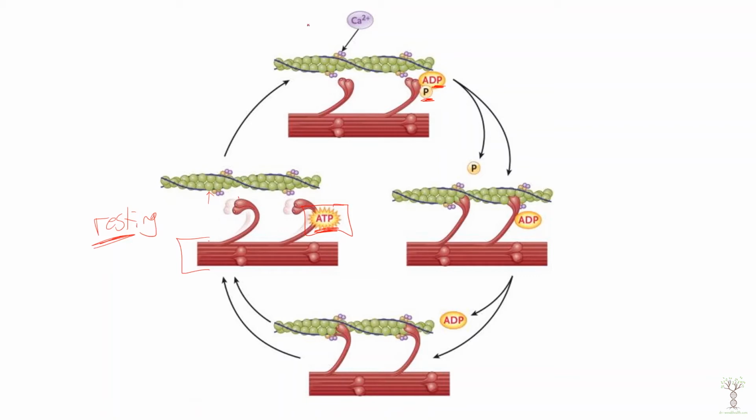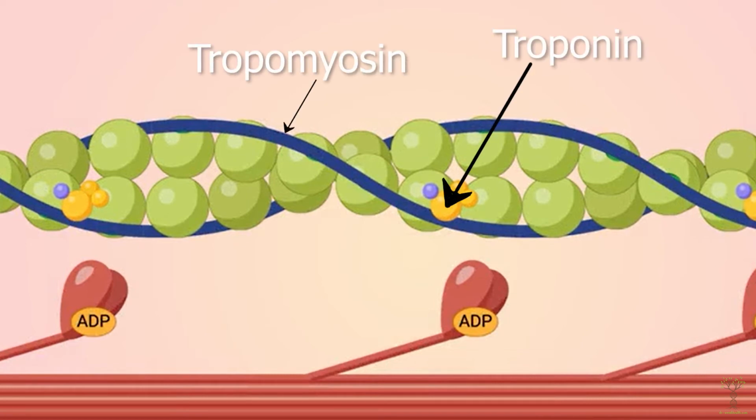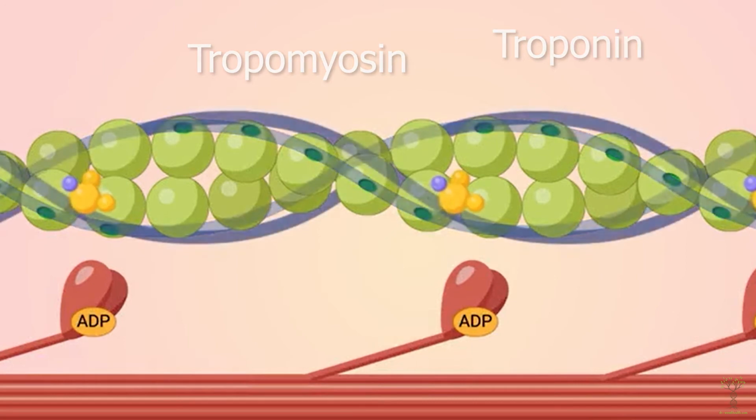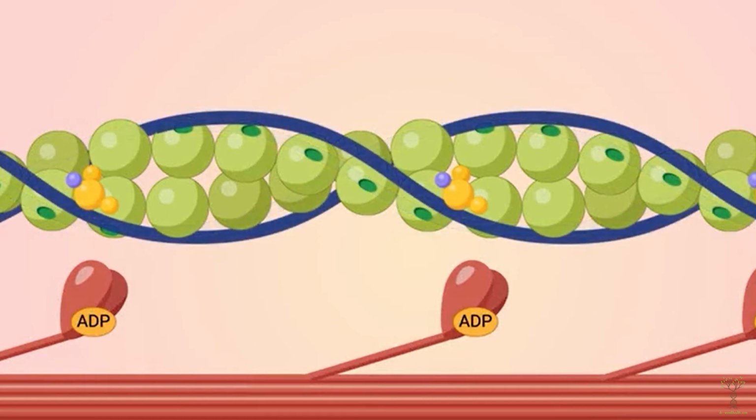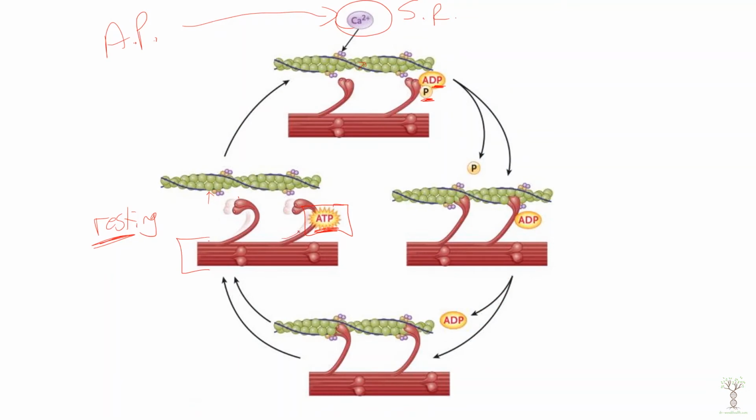Now, in order for contraction to occur, we have to have our action potential in the T-tubules that cause the release of calcium from the sarcoplasmic reticulum. That calcium is going to bind to the troponin, and it's going to move the tropomyosin off of the binding sites. Now notice the myosin in this stage here, this shape that it's in.